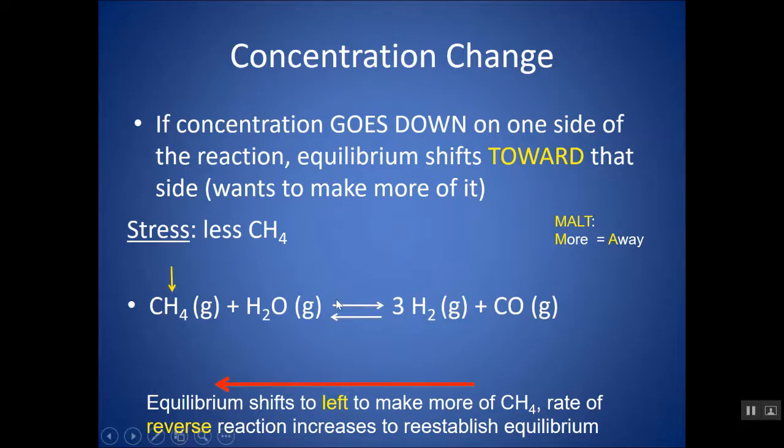And this is going to do so in order to reestablish equilibrium. In order to reestablish equilibrium, what's going to be happening if I'm shifting to the left? That means that my products are going to now be used up. So the H2 and CO would go down over time, and that makes sense that these reactants would be going up over time. And that makes sense because it's counteracting this stress on the CH4, which was that it was too little. I need to fill it back up, and to fill it back up, I need to have shifted to the left. So more away, less toward malt.